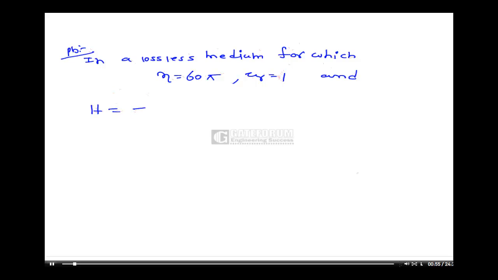The problem is like this. In a lossless medium, for which eta is equal to 60 pi, mu r is equal to 1, and H is equal to minus 0.1 cos(omega t minus z) ax cap plus 0.5 sin(omega t minus z) ay cap ampere per meter.